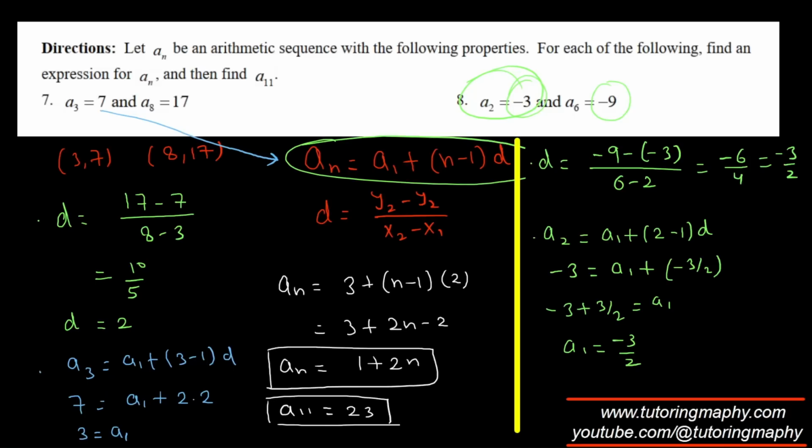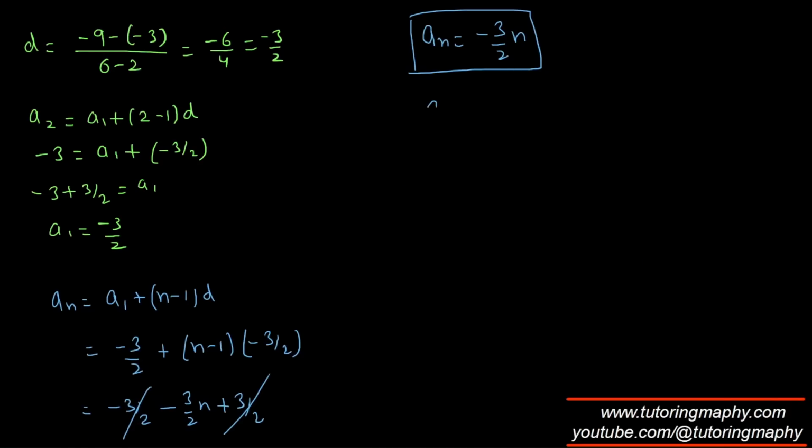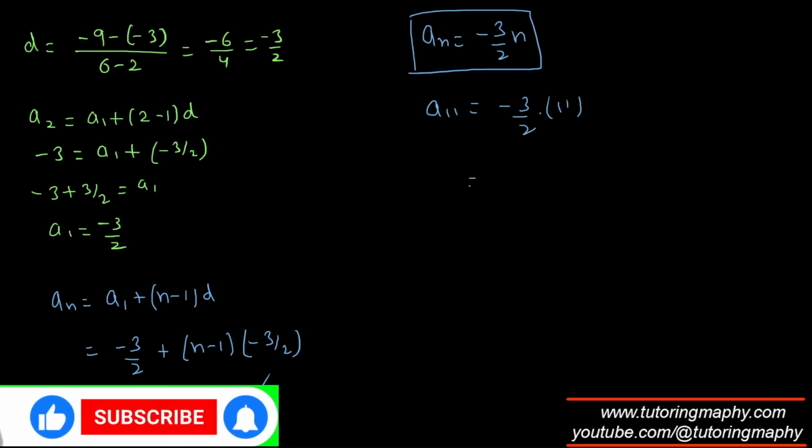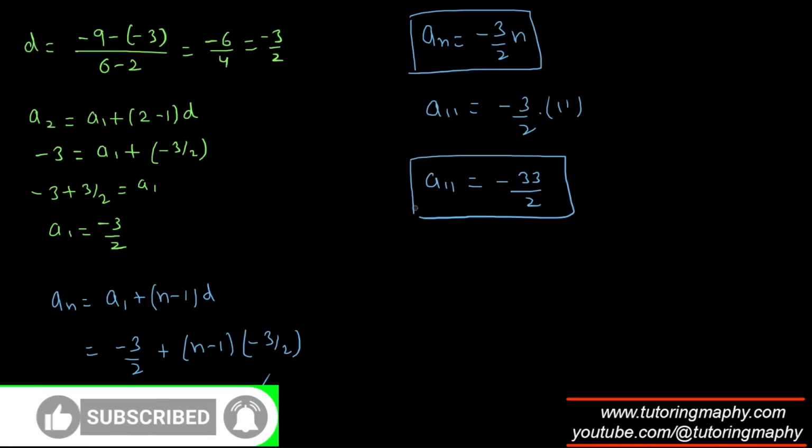And they were looking for, I think, a11, right? So a11 is going to be negative 3 over 2 times 11, which is negative 33 over 2. Well, I hope I've not made any mistakes, so that should be our answer.